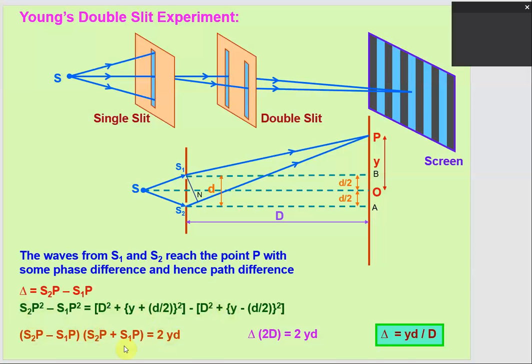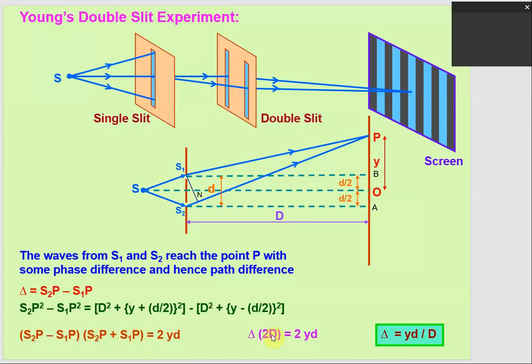So from here, point P remains close to point O, the center of the screen, and the distance between the slits is very small in comparison to the distance between screen and slit. So for that purpose, S2P and S1P both are very nearly equal to D. This is the approximation actually. S1P and S2P remain very nearly equal to D, the capital D, the distance between slit and the screen. So therefore, in place of these two, we are keeping approximately D.